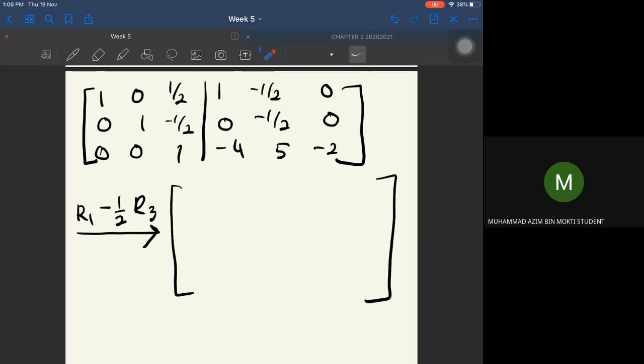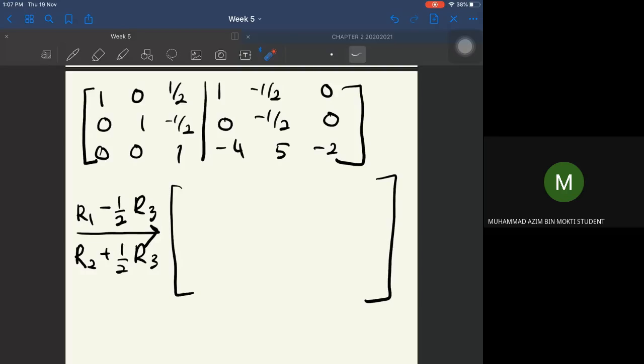Ya, R1, thank you Irfan. R2 tambah 1/2 R3. Sebab apa kat sini tambah 1/2? Sebab you ada negatif 1/2. Okay, so maksudnya you faham konsep lah. Ya betul, ramai yang jawab. So fahamlah konsep tu.